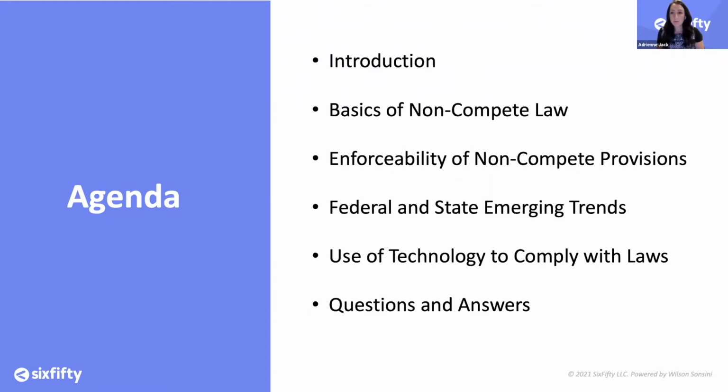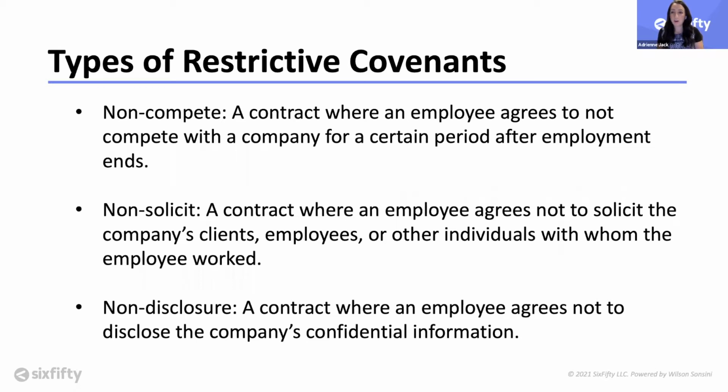As I said, when we refer to restrictive covenants throughout this webinar, it's helpful to take a step back and define exactly what those types of restrictive covenants are. So first, there are non-compete agreements. And those are contracts between a company and an employee where the employee agrees not to compete with the company for a certain time period after that employee's employment ends.